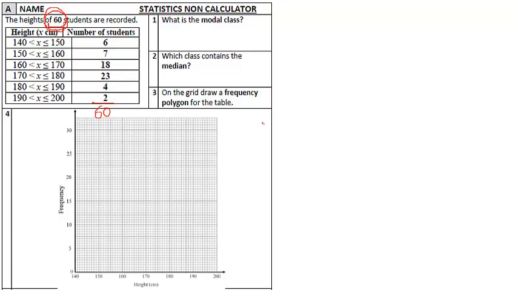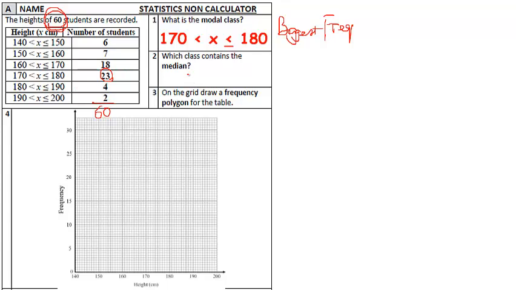The question says, what's the modal class? The modal class is the one with the biggest frequency. You should write this down at the side so that you're actually comfortable with it and you remember it. Okay, so it's the biggest frequency, and the biggest frequency in this case is 23, so it's the class 170 to 180. A lot of you are particularly comfortable with this and you understand it completely.